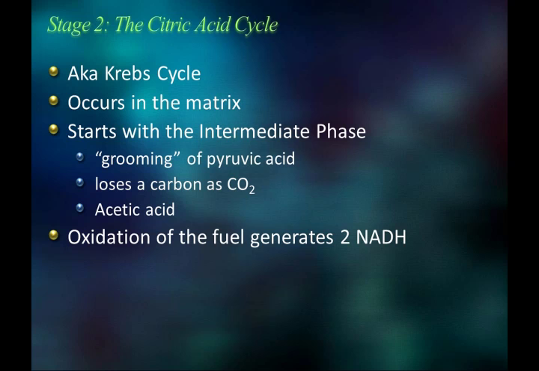It begins with the intermediate phase, and this phase is basically the grooming portion that's going to take that pyruvic acid from glycolysis, and it's going to chop off one of the 3 carbons that are on those 2 3-carbon chains and make them 2 2-carbon molecules known as acetic acid. And that carbon that is taken off is released in the form of carbon dioxide. So that is a byproduct of the Krebs cycle. And so from doing this, from taking off of these carbons, we also release 2 NADH molecules as well.